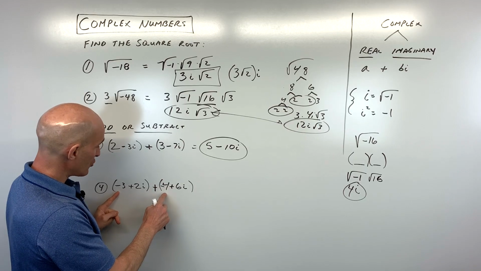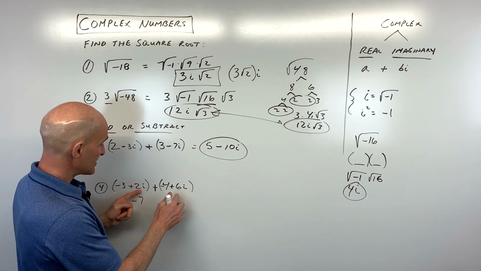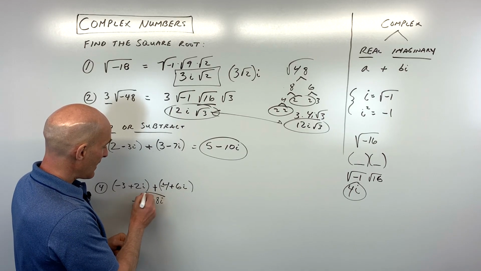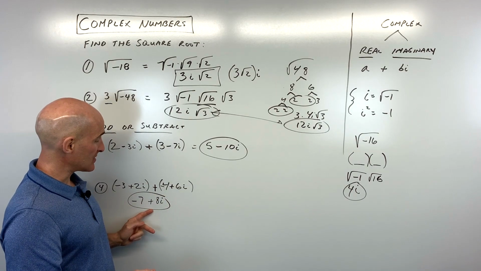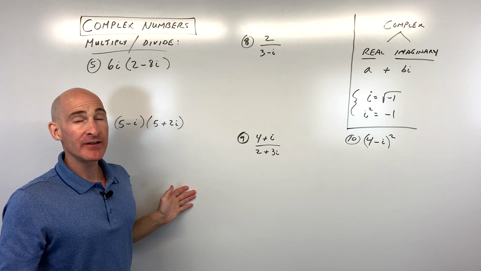Now when you combine like terms, -3 plus -4 is -7. 2i plus 6i gives us 8i. And now you can see it's in complex standard form, a plus bi form. Okay, let's talk about multiplying and dividing now.